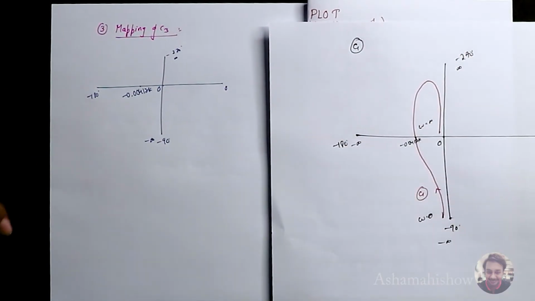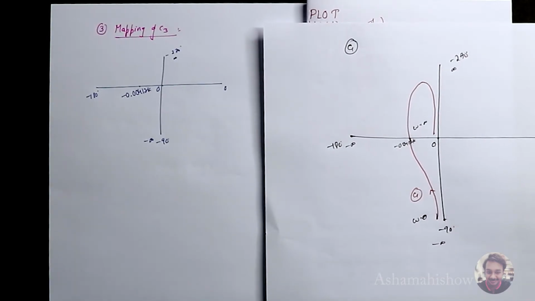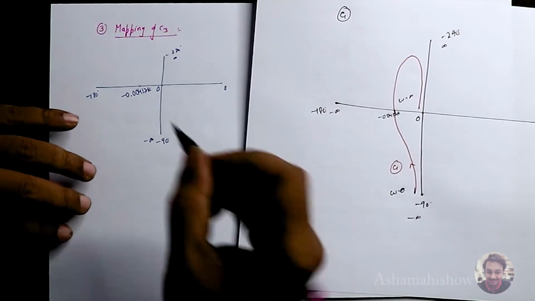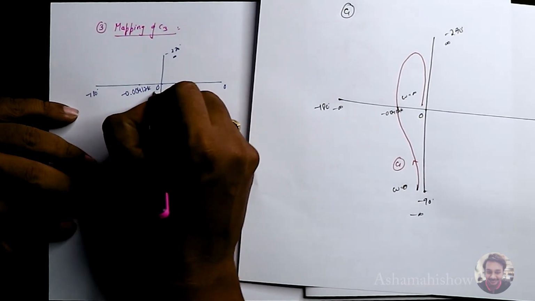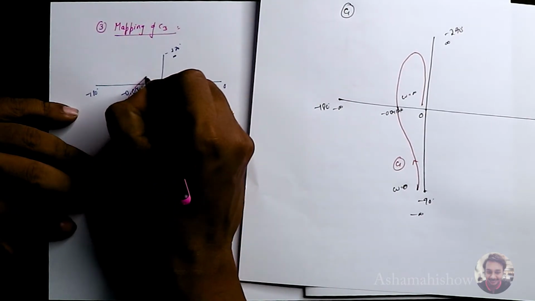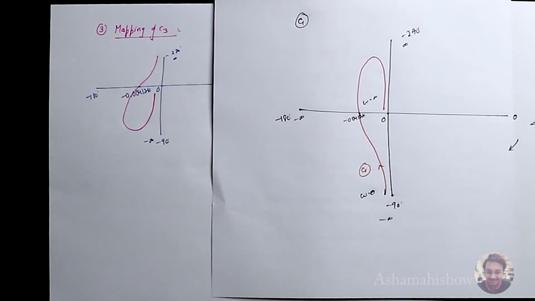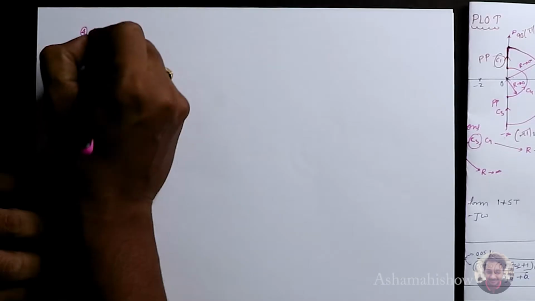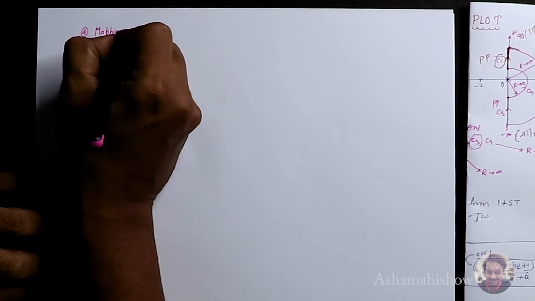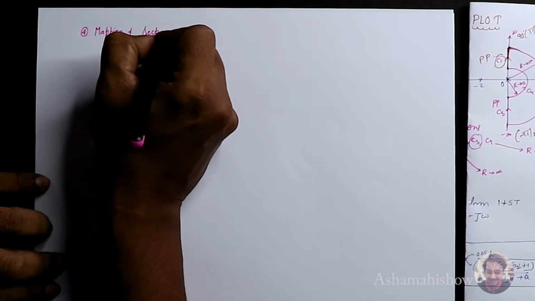Your C3 will be a mirror image of that. If C1 is here, your C3 will be exactly the mirror image of this. See, these two are mirror images, your C1 and C3. So that is the reason: if you correctly do the polar plot for C1, your C3 is just a mirror image. No need to do the entire problem for the C3 polar plot again. Now the left one is C4, our fourth and last section, which is the mapping of section C4.